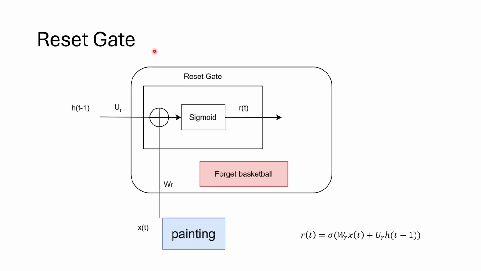At the reset gate, once the word painting is introduced into the sequence, then a sigmoid function is applied to these two words. And the purpose of this sigmoid function is to make the network forget the word basketball. So this is the equation of a reset gate. Your output here is equal to a sigmoid function of the previous inputs. You can see here W_r, U_r, meaning reset, reset.